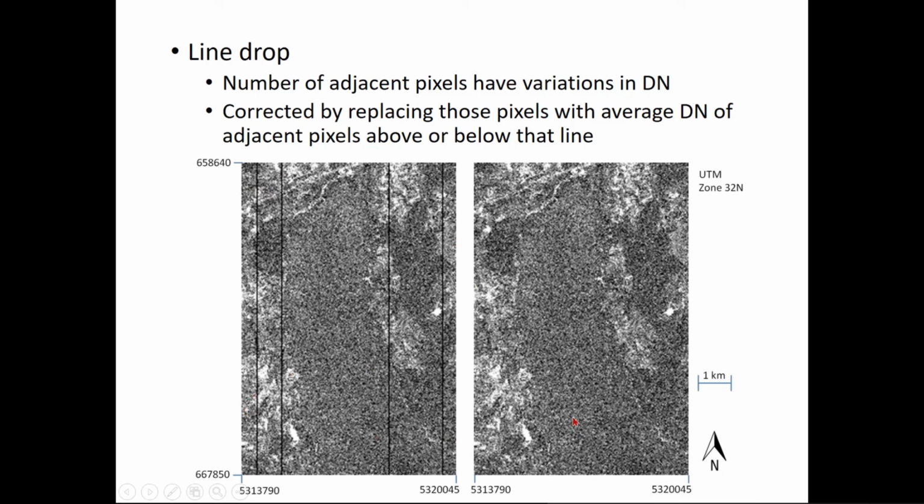This is corrected by replacing those pixels with the average digital number of the adjacent pixels above or below that line. Just like we did with resampling, you consider the average of the DNs of the adjacent pixels and correct those pixels where the DNs are highly varying. So this is called correction for line drop. Is that clear? So this is line drop.